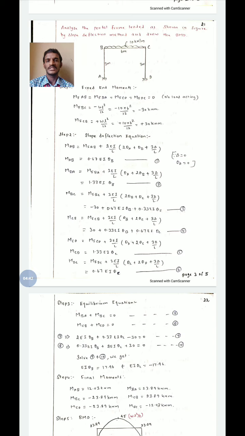And similarly for C end, MCB from the beam portion and MCD from the column portion. Adding both, we will get 8th equilibrium equation.